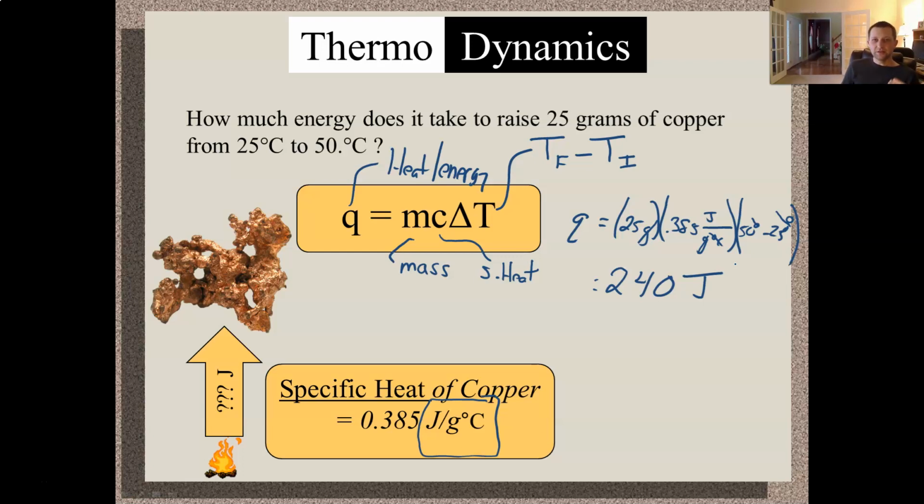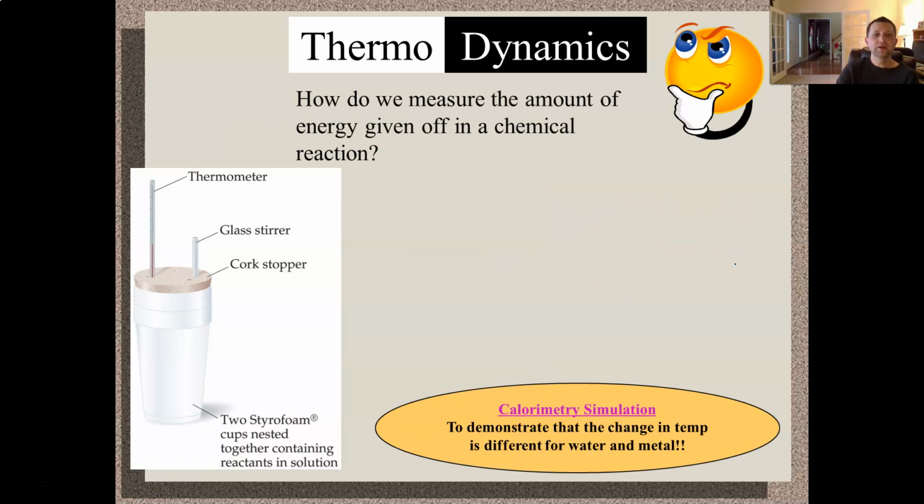So this is an endothermic process. It's requiring energy. And the Q value, the sign on that for endothermic reactions or processes, is going to be a positive value. So if you didn't do T final minus T initial, you would get a negative Q value, which looks like energy is released in order for this to happen. That's not true. Energy is required. It's going in. All right.